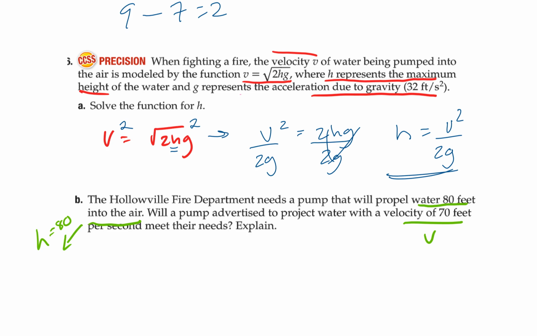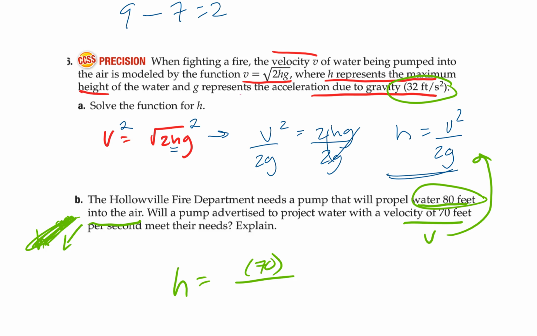So we want to see if we actually get water 80 feet. So that's what we want. We're actually not going to plug it in. We want to see if we can get that. Can we get 80 feet of water? Let's plug our velocity into this formula. G is always 32 feet per second, so let's plug it in and see what we get. So h is going to be velocity, 70, squared over 2 times the gravity, 32.